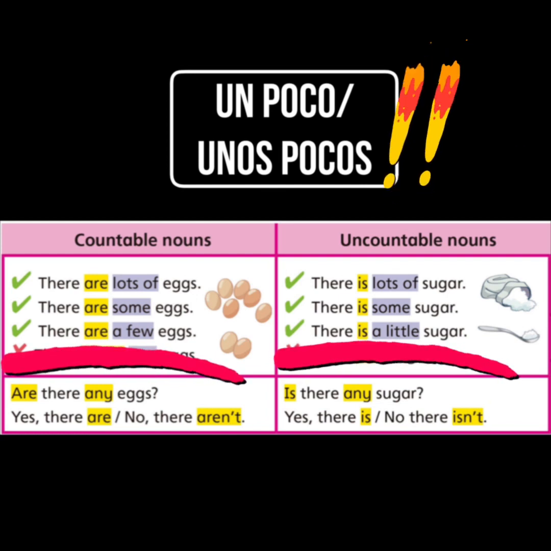However, when I want to express un poco in English with uncountable nouns, I need to use a little. For example, there is a little sugar, or there is a little milk.